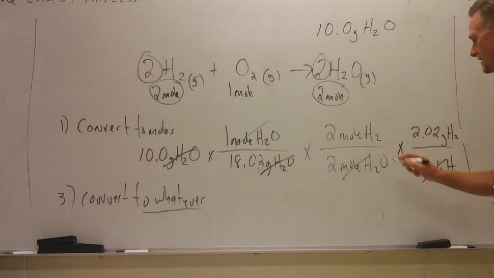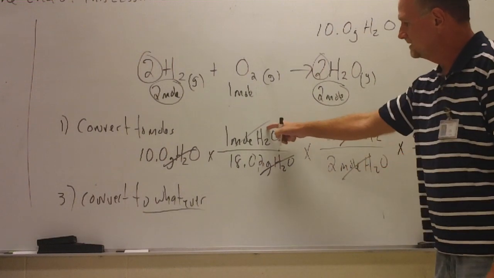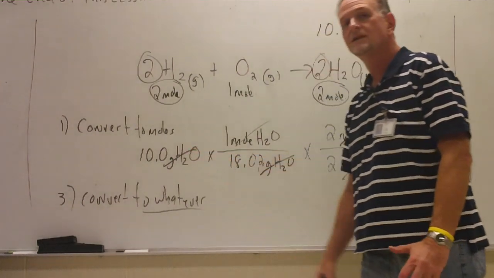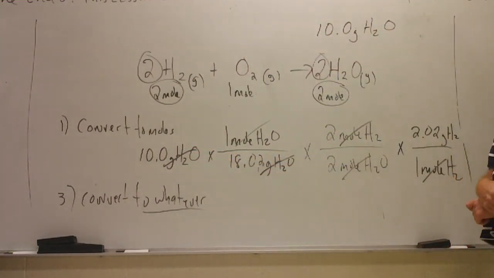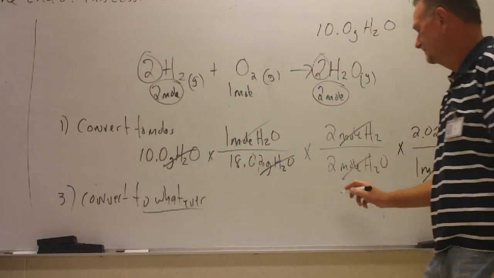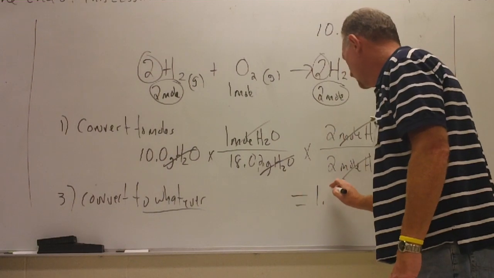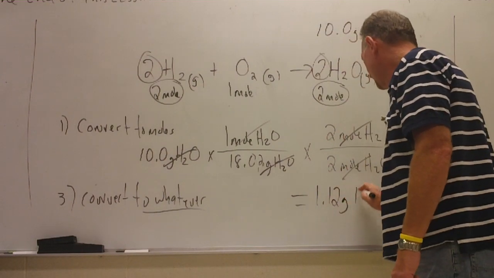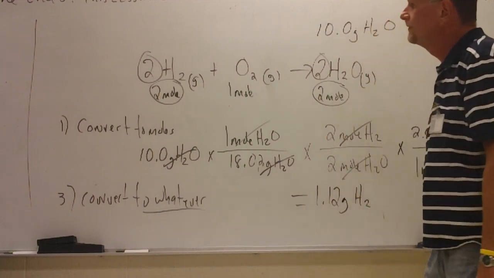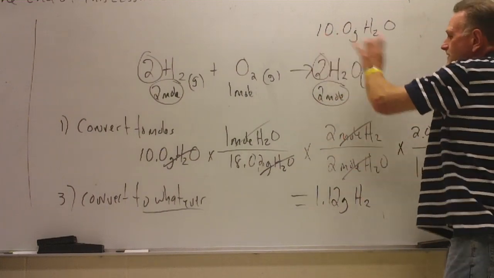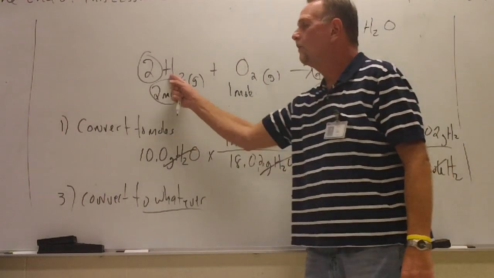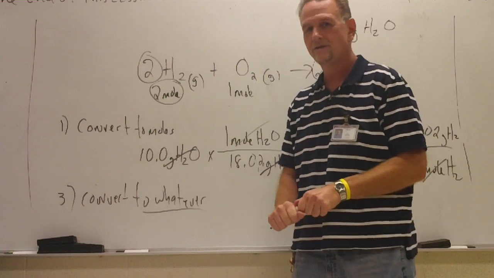So moles cancels with moles, moles cancels with moles, grams cancels with grams, and what does this come out to be? 1.12 grams. Comes out to be 1.12 grams of hydrogen. So, in order to produce 10 grams of water, it requires 1.12 grams of hydrogen.